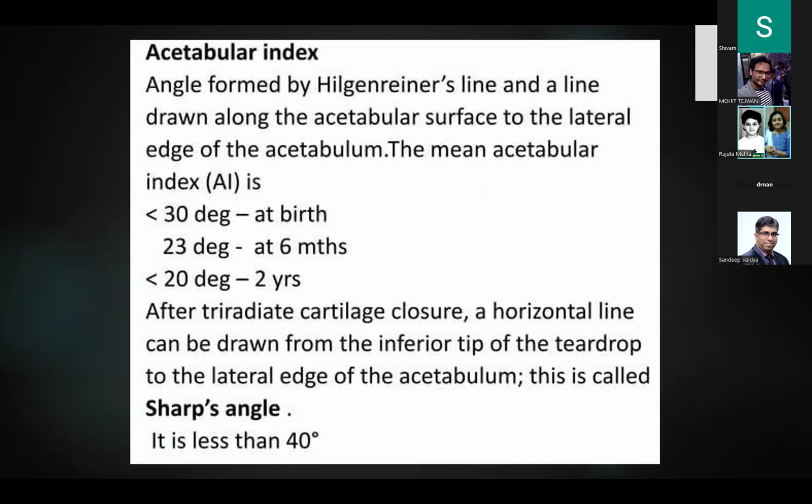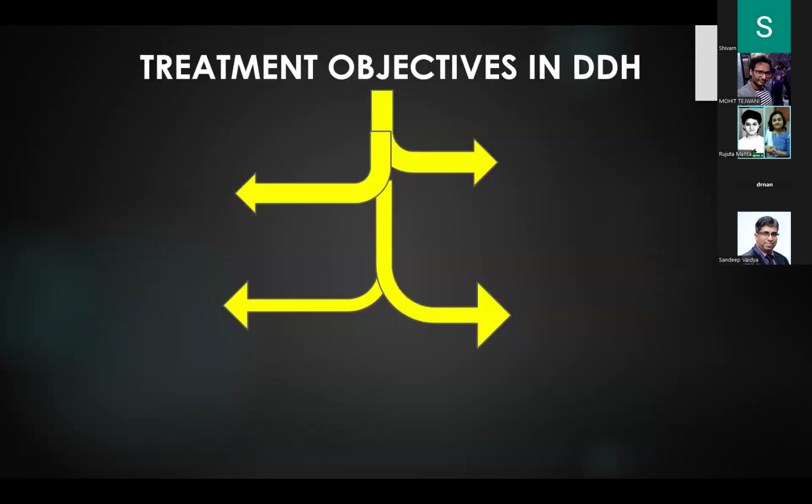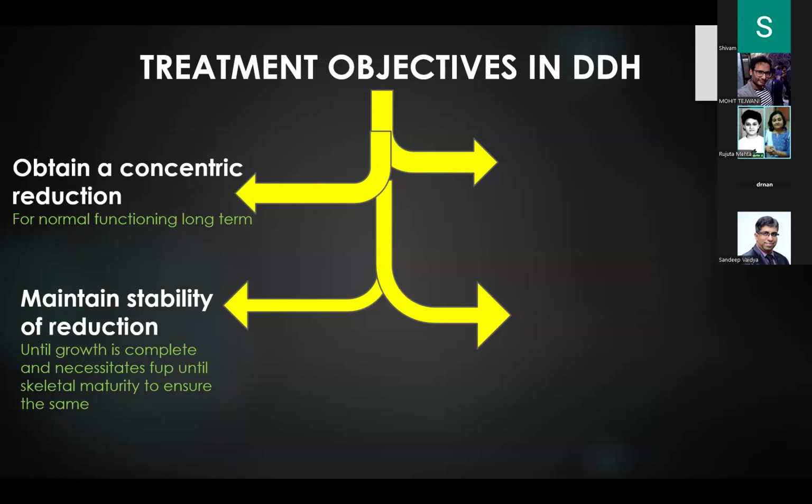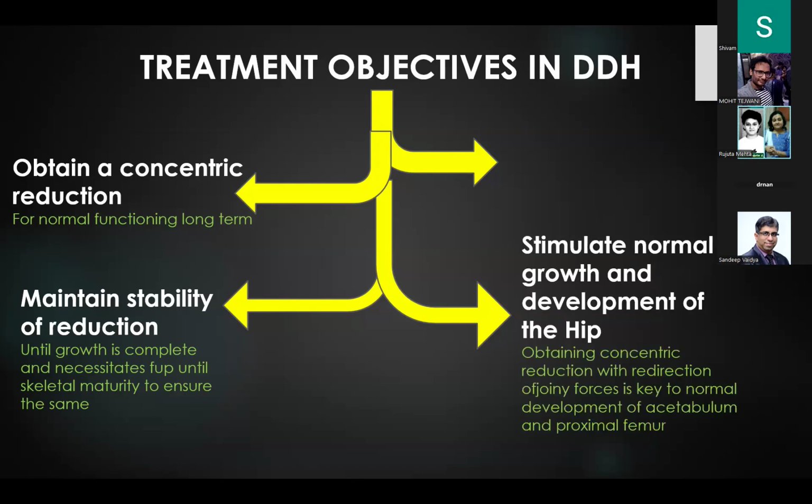After the triradiate cartilage closure, a horizontal line can be drawn from the inferior tip of the teardrop to the lateral edge of the acetabulum, and this is called the Sharp's angle. Sharp's angle should be less than 40 degrees. The treatment objectives in DDH are to obtain a concentric reduction for normal functioning long term, to maintain the stability of this reduction that has been achieved until growth is complete, and necessitates follow-up until skeletal maturity to ensure the same, to stimulate normal growth and development of the hip.